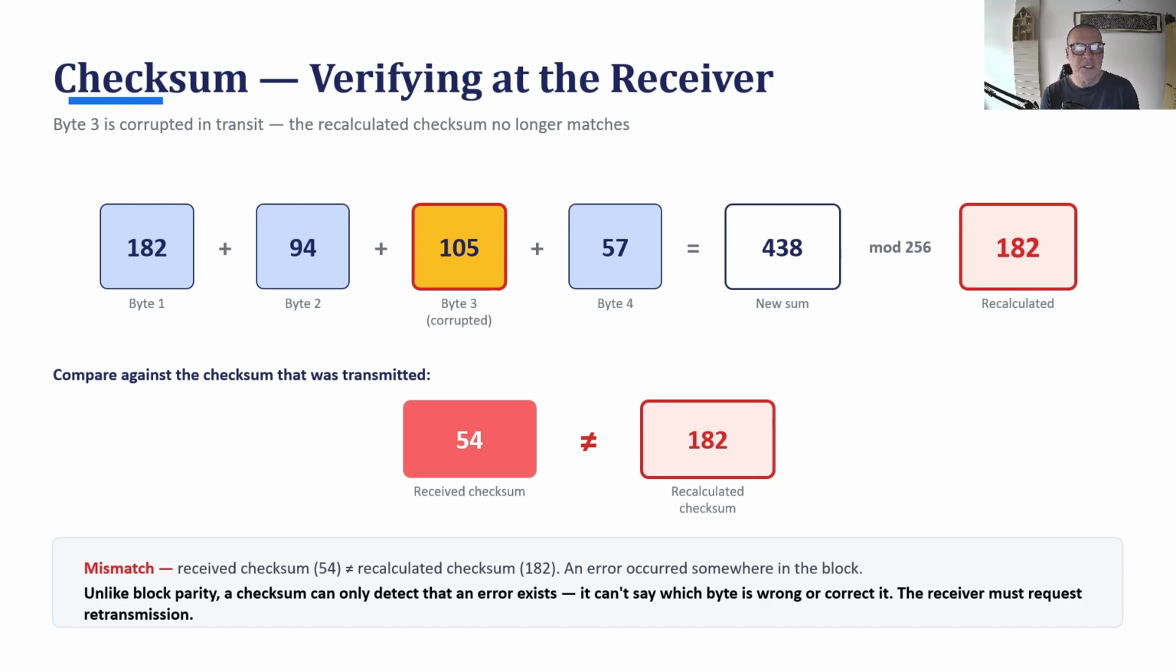We mod that with 256 again. Of course, the receiver has to use the same method as the sender. So we've put 182 there instead of 54. So we would get 54 being sent by the sender, and 182 that we've calculated as the receiver using the same method, and we can see that they're not the same, which means that something in the data has gone wrong. It doesn't match. So this only detects that something has gone wrong. We have no idea where in those blocks of data it's gone wrong, but we just know that the data is wrong, so we need to send it again.